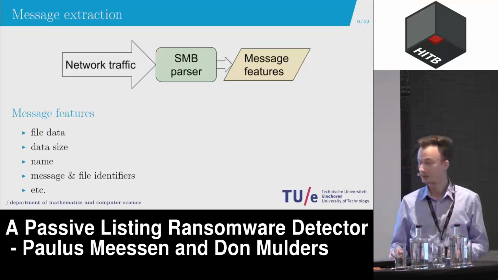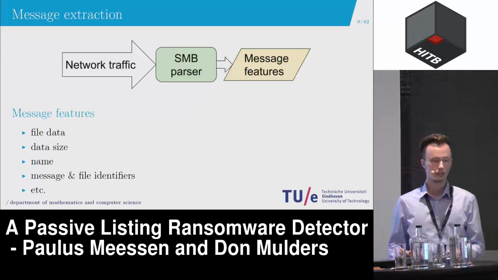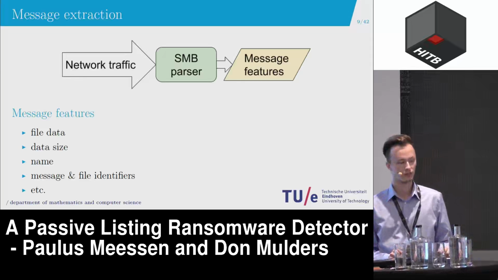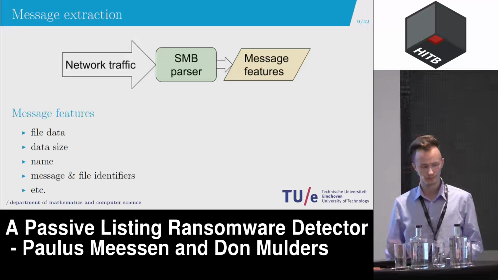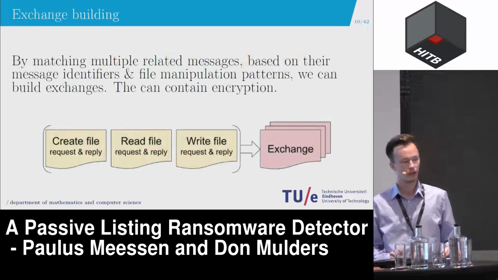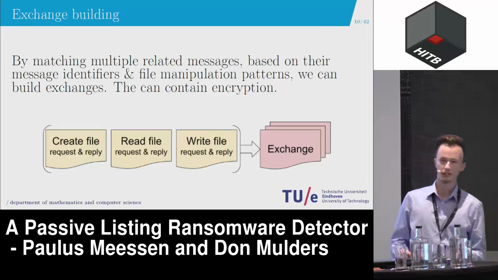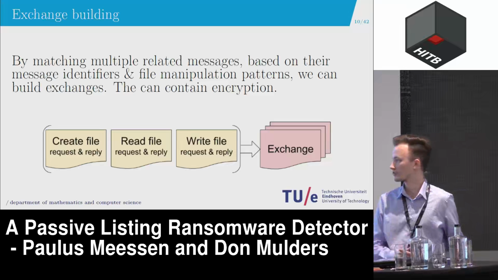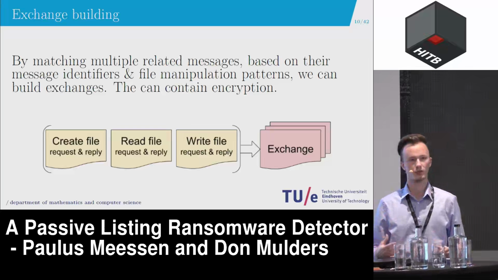So here is our first step. We get some network traffic, we SMB parse it, and we extract some message features, and these features are used to build exchanges and also to detect encryption. These exchanges are basically multiple SMB messages that we link up through message identifiers. Here's a really simple one where we create or open a file, and then someone tries to read some stuff, and then it also writes back.